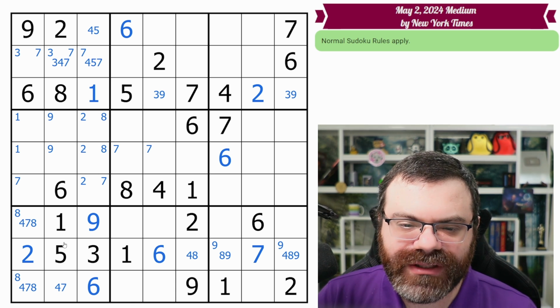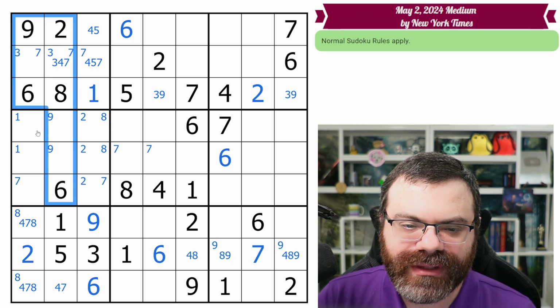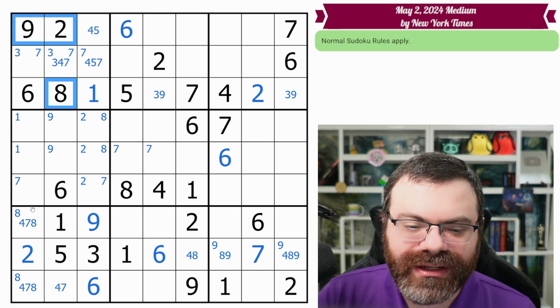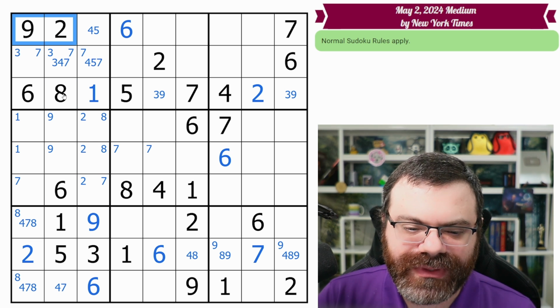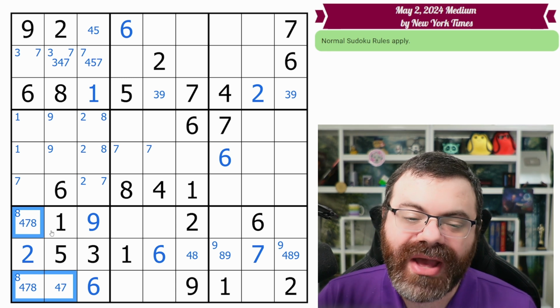Next thing to look for is filled columns. We have this column filled. So we want to look at these more carefully. We know the 6s are done. We already have the 8 marked in the box. The 2 is already in the box, and the 9's already in the box. So nothing to do there. We would have known that also because we know everything about this box.